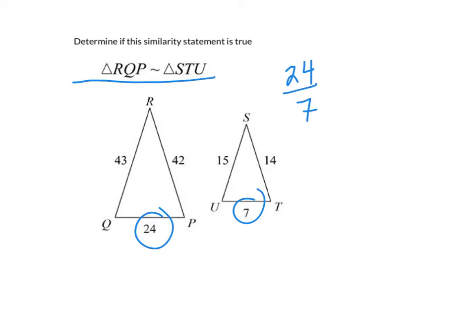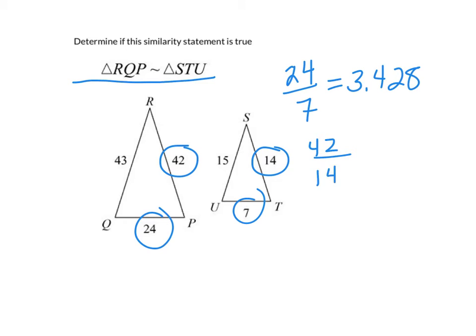So if we do 24 divided by 7, we get 3.428, I'll say for now. It goes on to infinity. And now let's check our medium sides. For triangle RPQ, our medium side is 42, and we're going to divide that by the medium measured side on triangle STU, which is 14.